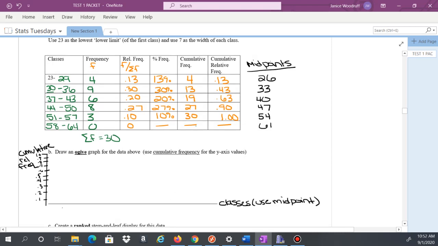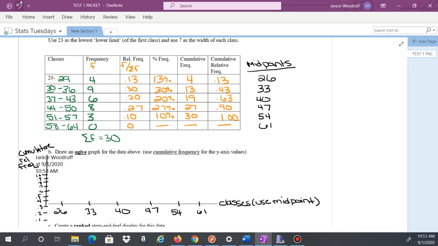So then let's make marks for that. So I'm going to go 26, 33, 40, 47, 54, 61. And then I'm just going to be plotting the cumulative relative frequency. So my last column here, so 0.13, maybe about right here.